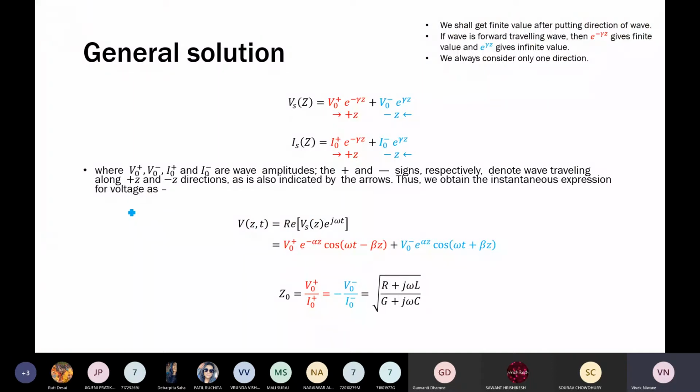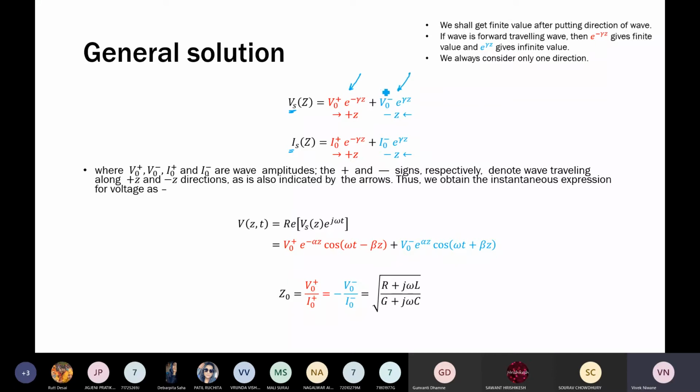Let us not look at the complete slide right now. I forgot to put the animation, but right now we are looking at the general solution of a transmission line. The voltage at the source side, V(z), is equal to V0 plus times e raised to minus gamma z, plus V0 minus times e raised to gamma z, and the current is equal to I0 plus e raised to minus gamma z plus I0 minus e raised to gamma z. Now you might have noticed I have put two different colors over here.